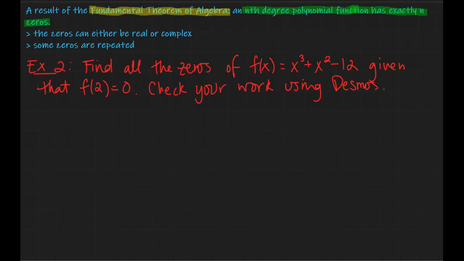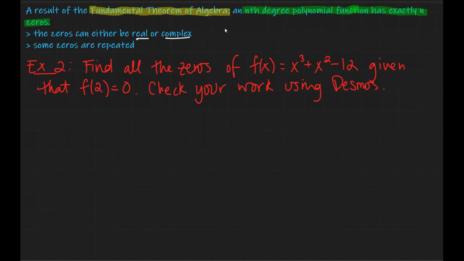What are the implications? Well, the reason it's zeros and not, say, x-intercepts is because zeros can be real or complex. That complex part means we can't limit this to x-intercepts, because our x-intercepts are never complex. And then some zeros are repeated.